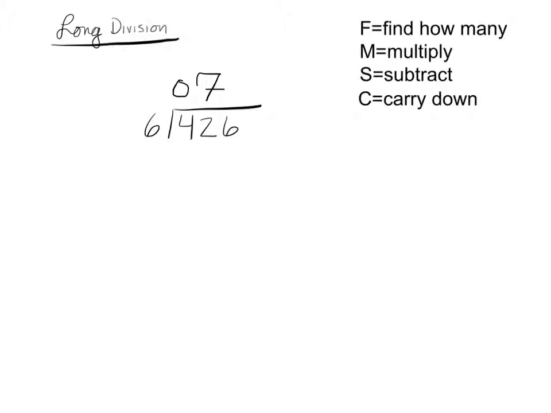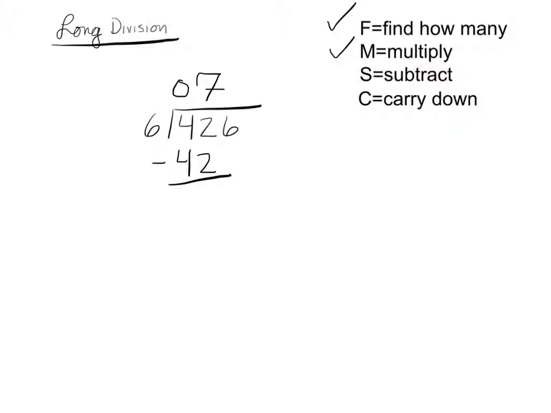The next step, now that we're done with the first step, we did the find. We found out how many. Our next step is to multiply. We take the answer we just came up with and we multiply it by the divisor, and we get our answer and we put it right here. So we take 7 times 6, and that equals 42. So we check off that we finished that section of the multiply.